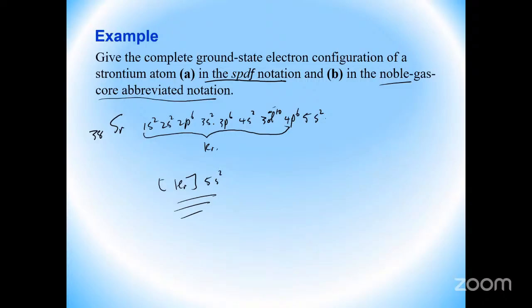You have to look at the group 8 element that comes before it and identify that part within the configuration and put that in square brackets and write down the rest. You're going to see. Okay. Any questions about this one? Any questions? All right, let me see what comes next.